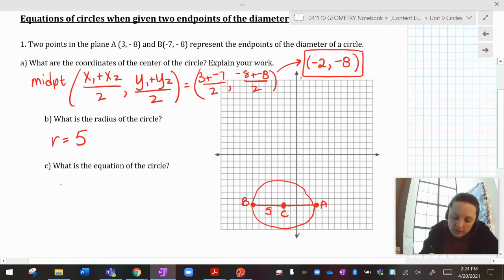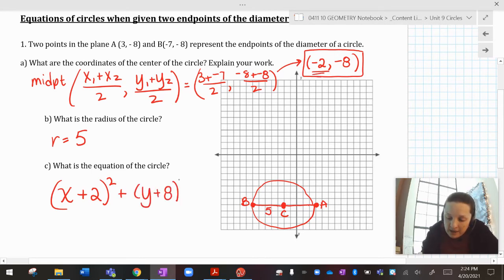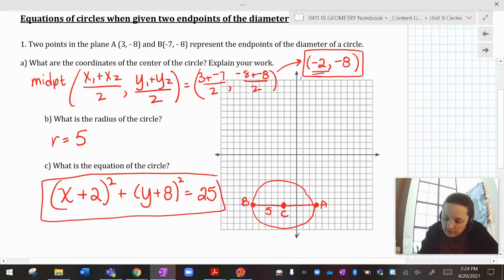So the equation of the circle is x plus 2, y plus 8, negate the center, and then square the radius. And there's another circle. I like that radius of 5. All right.